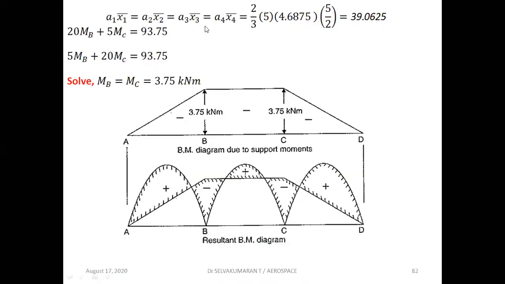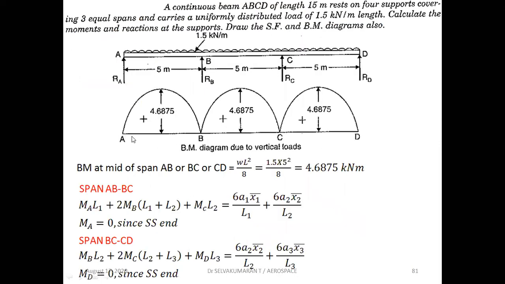So A1 X1 bar, that is a parabola, and the area of the parabola is 2 by 3 AB. So 2 by 3 into length into this height: 2 by 3 into 5 into 4.6875, and X1 bar is 5 by 2. And for A2 X2, in the same way, 2 by 3 AB into 2.5.